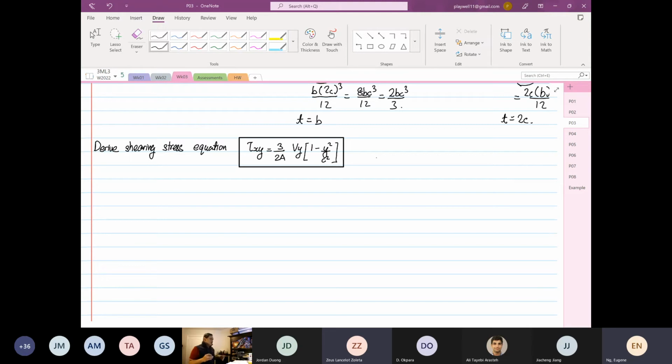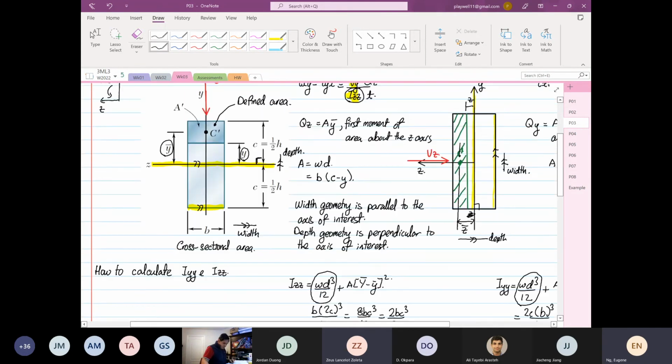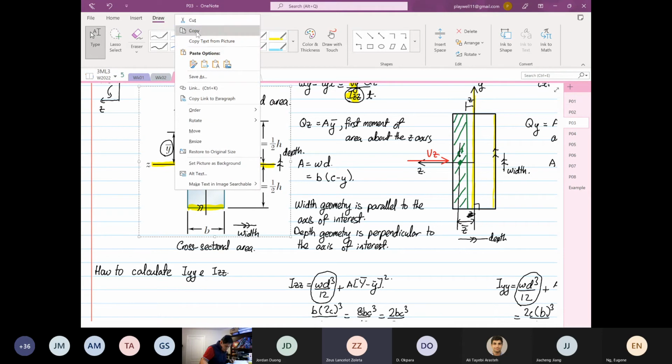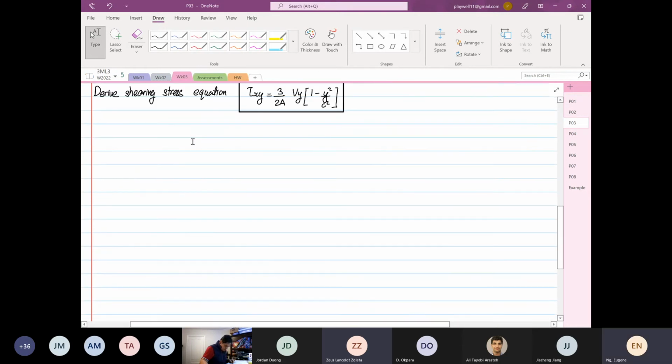Not all teachers will teach like this. Some teachers will teach the college way because it is very complex to explain. I'm fine with that. But for this topic, you really, really have to know. So I'm going to take this diagram again, and I'm going to paste this.